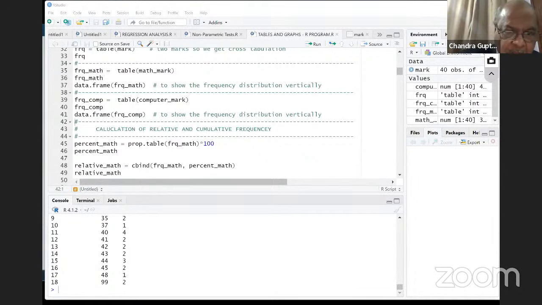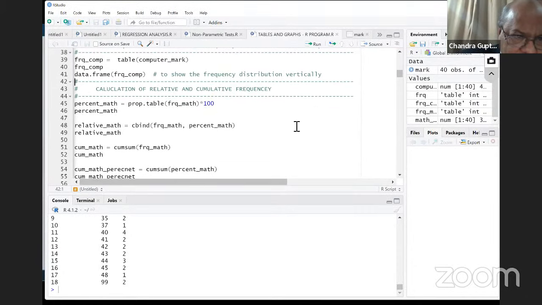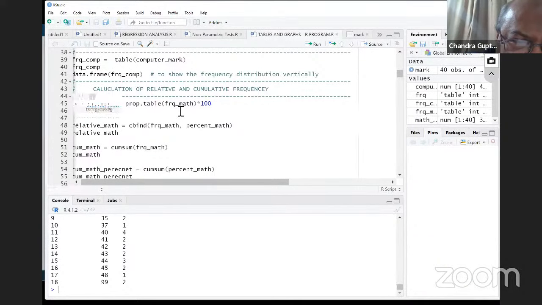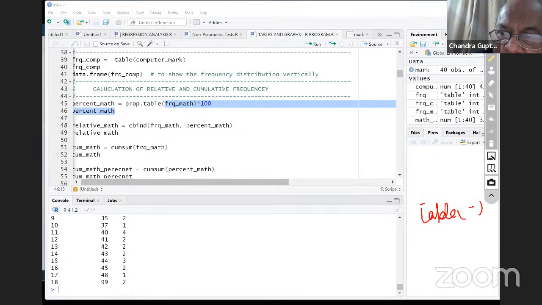Then I want the proportion of the frequency. So what I do is I have already got the frequency of the maths, and I need the proportion of it. So my command is proportions table, prop.table. So now you will get the relative frequency. And if you want it in terms of percentage, you multiply it by 100 to get the result in terms of percentage. And I show you how we can do this.